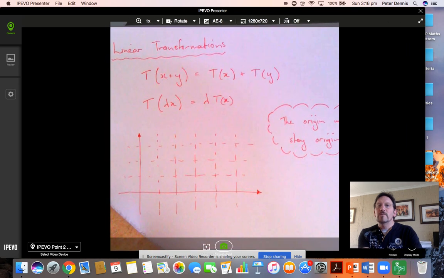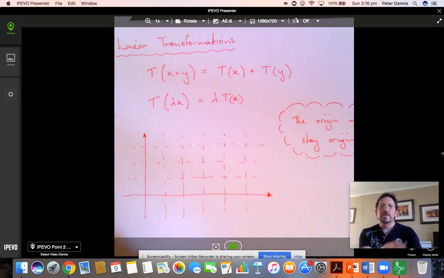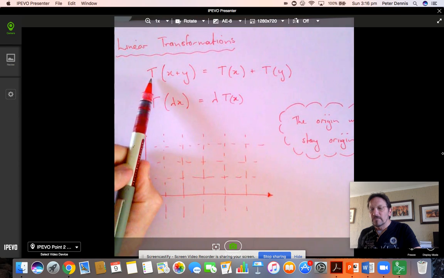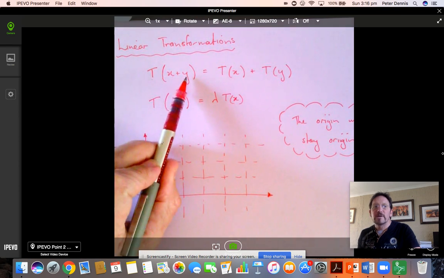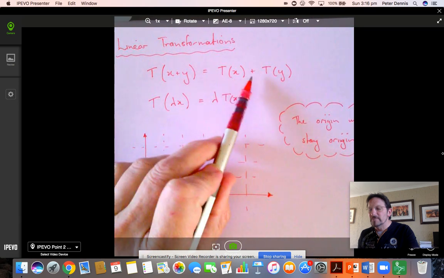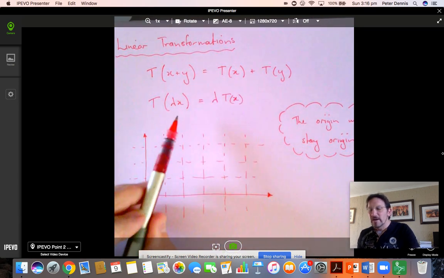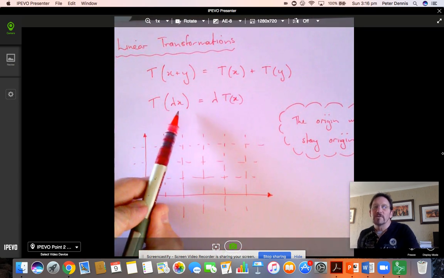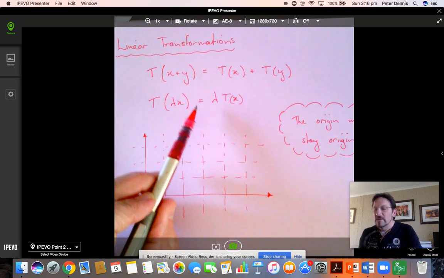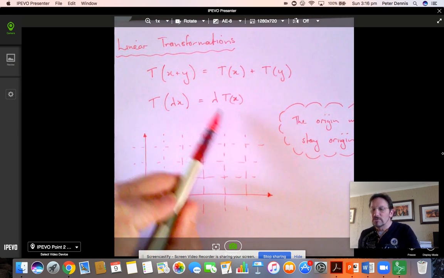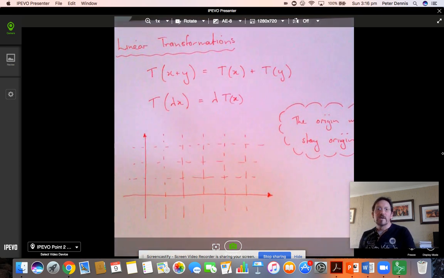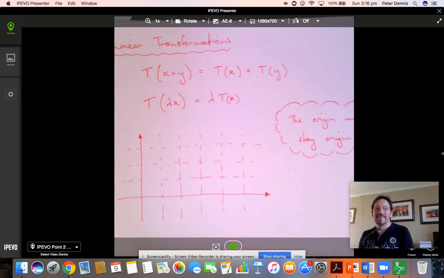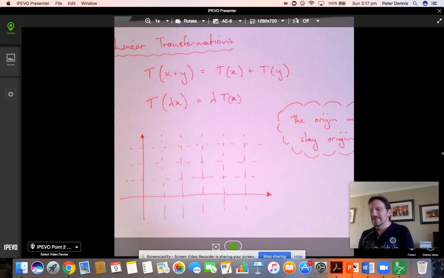Okay, and we're just going to look at linear transformations. Now, basically, linear transformations have to follow two rules: the transformation on x plus y must equal the transformation on x plus the transformation on y, and the transformation on some lambda times x, or some scalar multiple of x, must equal the scalar multiple times the transformation of x. And that sounds really difficult, but in lots of ways it's not too bad.